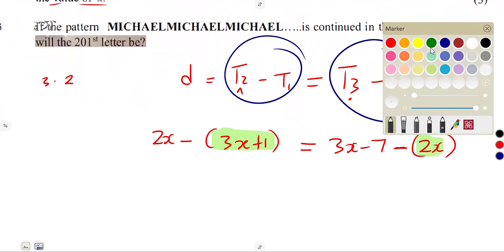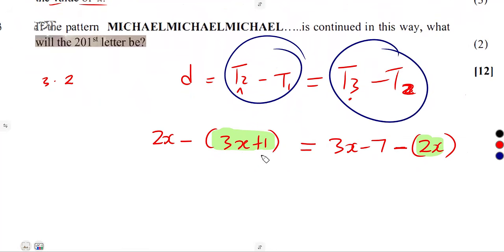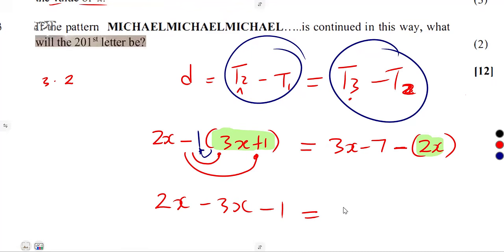All right, so that is it. You can solve for x. It's an equation that you have formed, as the left hand side is equal to the right hand side. So expand the first bracket by negative 1. The number that is outside of the bracket is negative 1. So that's 2x, negative 1 times 3x is negative 3x, negative 1 times positive 1 is negative 1, which is equal to 3x minus 7, and negative 1 times 2x, which is negative 2x.